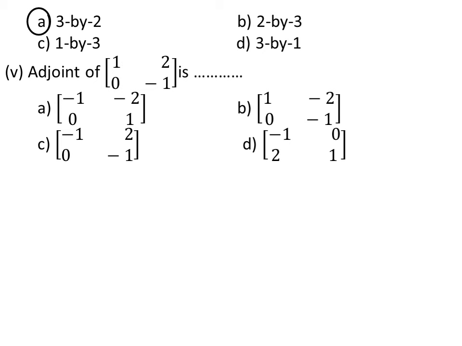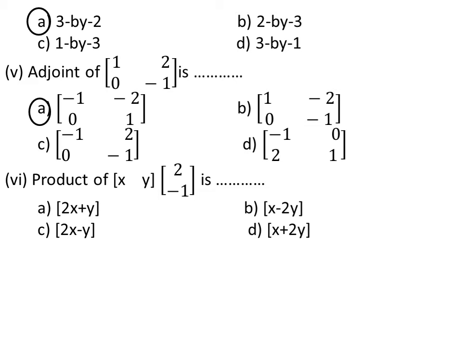Next is adjoint of the given matrix with the elements 1, 2, 0 and minus 1 is dash. We know that for finding the adjoint of a matrix, we will interchange the elements at the diagonal places and the signs of all other elements are changed. So we get the adjoint of given matrix with the elements minus 1, minus 2, 0 and 1. So we choose option A, which is a correct option.